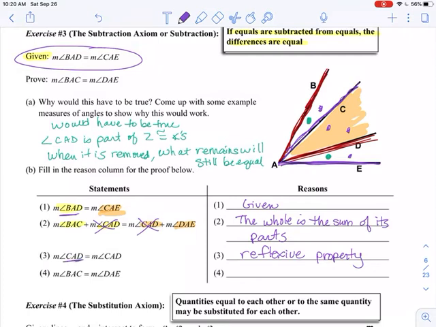So in order to subtract it from the left and the right, it has to be written on the left and the right. So I say it's equal to itself, and if I was to subtract, look how I crossed them out in step 2. I crossed out CAD on the left, I crossed out CAD on the right. I'm left with BAC and DAE, which is exactly what I want to be left with, and that's called the subtraction property.